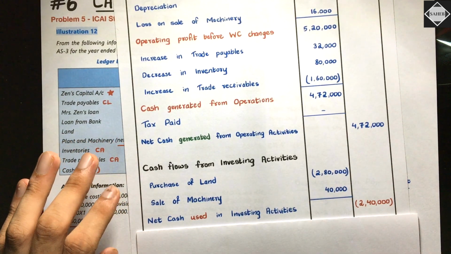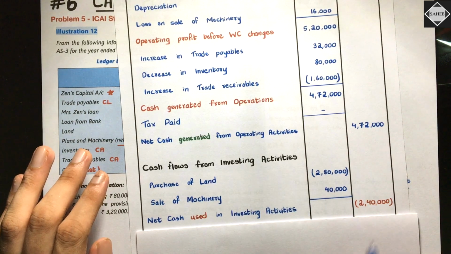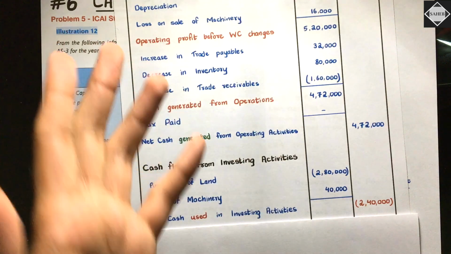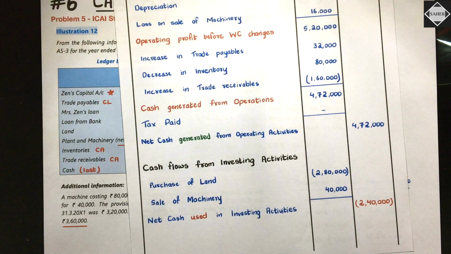So that means because of investing activities, Mr. Zen has used this much cash. How much? 2,40,000 net cash used. That much outflow has happened in net. Okay, fine. So investing is also over. Now let's move on to the financing activities.